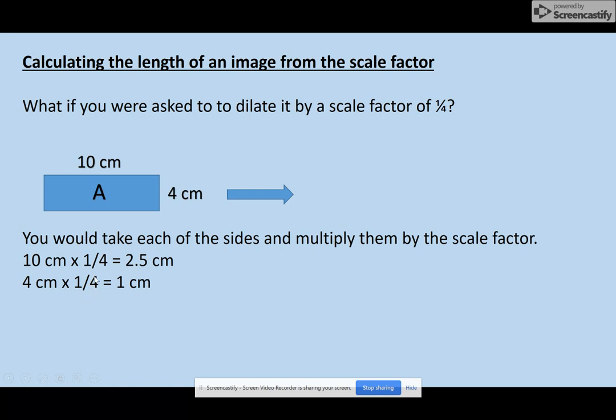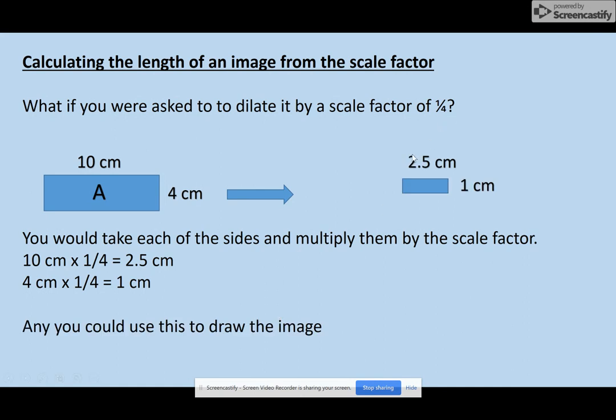Now, you could either type in the fraction into your calculator if you know how to do that, or where you see the fraction sign, just hit the divide button. So this would be 4 times 1 divided by 4 will give us 1. And this would be 10 times 1 divided by 4, which would give us 2.5. And we could use that to draw our shape with our new sides of 2.5 and 1 centimeters. And this is our image, which I've forgotten to label. That should say A prime.